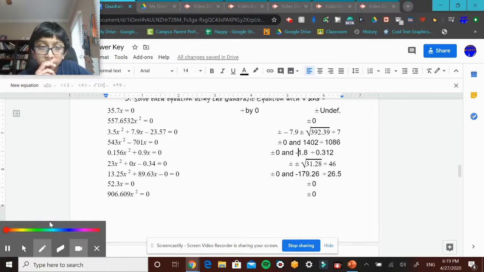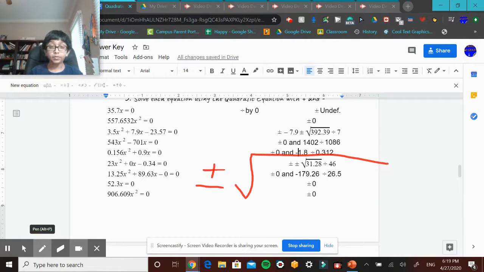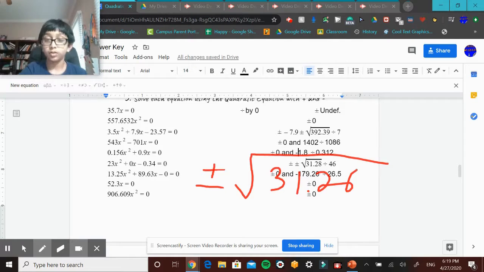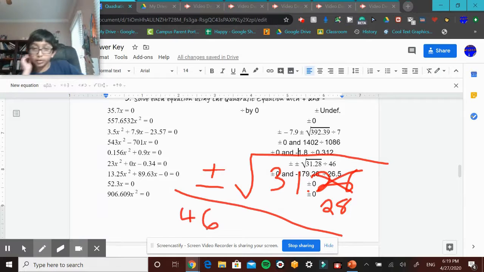Next question, it literally says 0x, so we know b is 0. So it's plus or minus the square root of, what is it? 0 minus 4 times a times c. Okay, that gets us to 31.28. Oh, that did not look like a clean 28. And then divided by 2a, which is 46. And I think that's it. So it's just plus or minus 31.28 divided by 46.